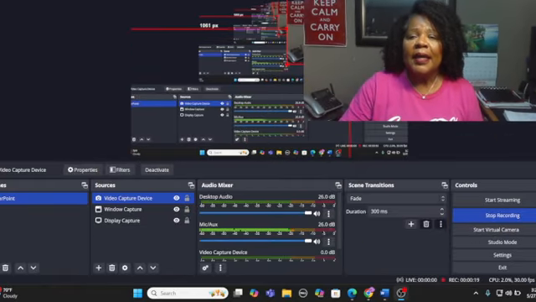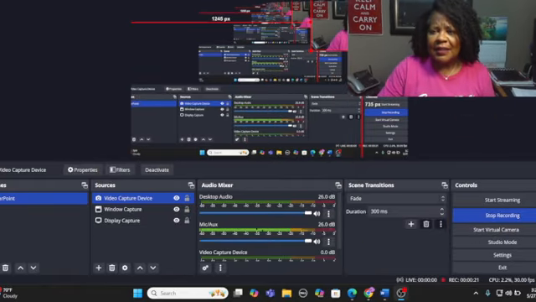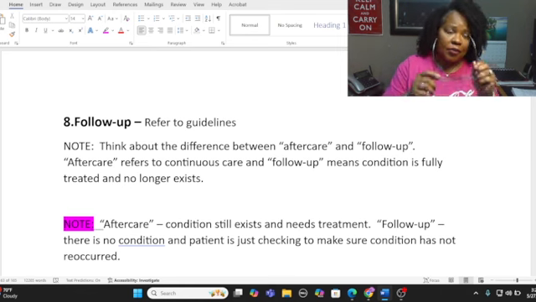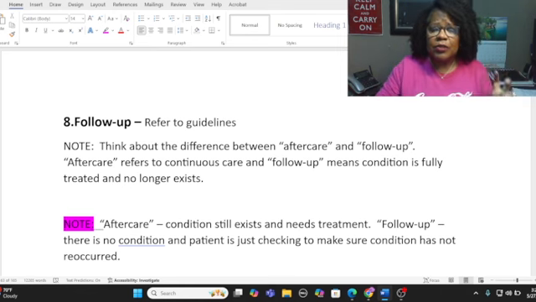Guys, we're continuing our review of the 2025 ICD-10-CM official coding guidelines. All right, we're going to continue where we stopped, and we stopped on page 99, and we are at F for follow-up care. Now, it first says, let's refer to the guidelines.